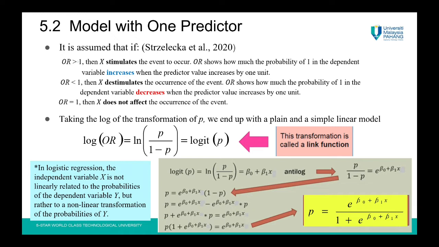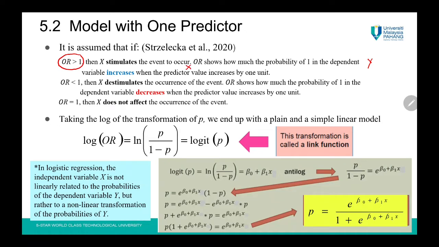According to Zeleka et al. 2020, it is assumed that if the odds ratio is greater than 1, then X stimulates the event to occur. This means that the odds ratio shows how much the probability of 1 in Y, the dependent variable, increases when X, the predictor, increases by 1 unit.